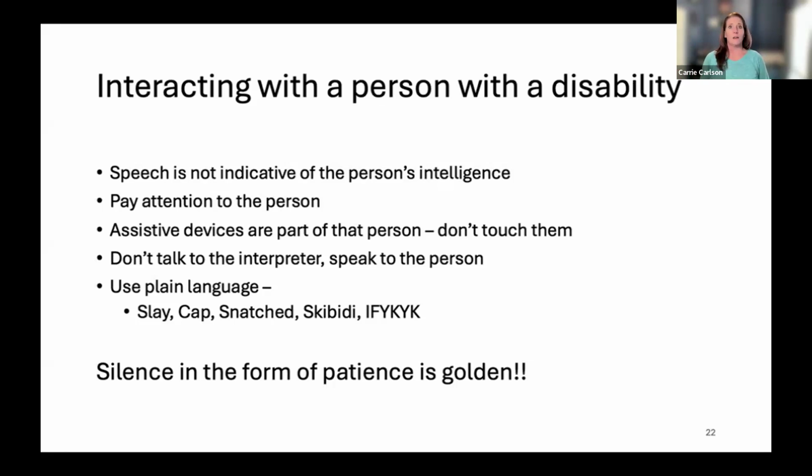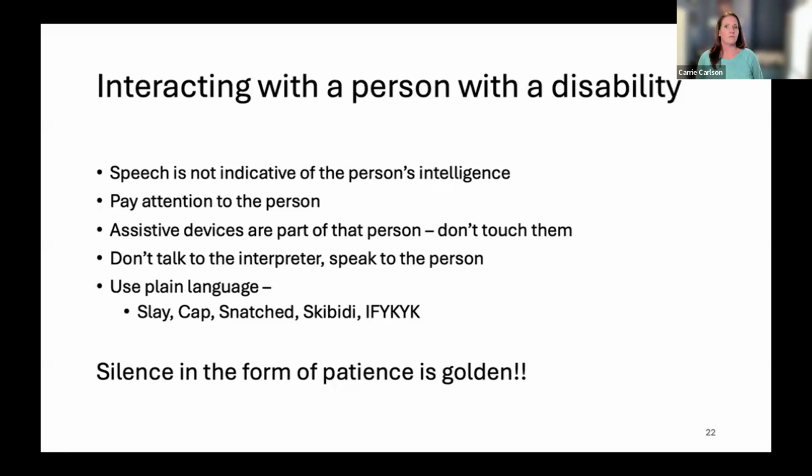And some of the acronyms and the things that we say might need an explanation, right? Especially if it's something like that you're not familiar with. Sometimes I walk out of my doctor and I'm like, I have no clue what they just said because they're not speaking in plain language. And then silence in the form of patience is golden, right?